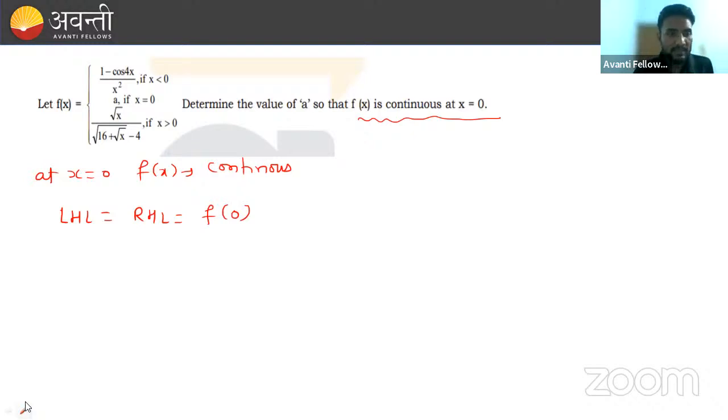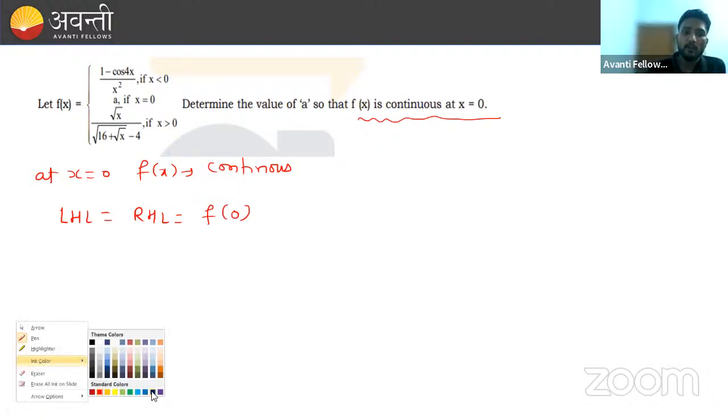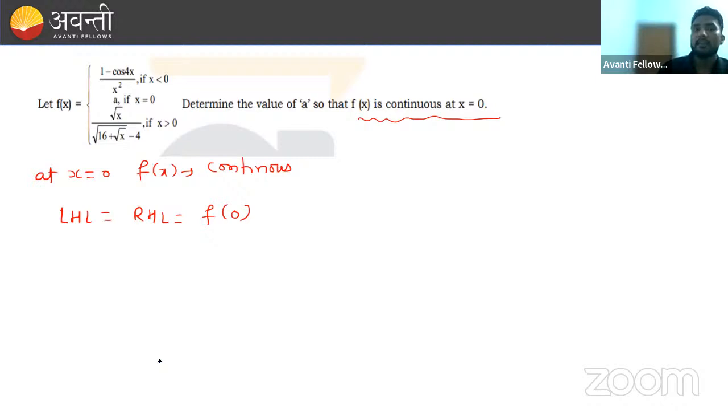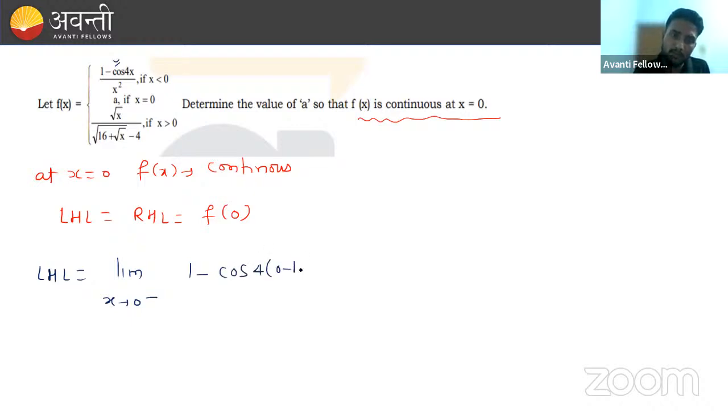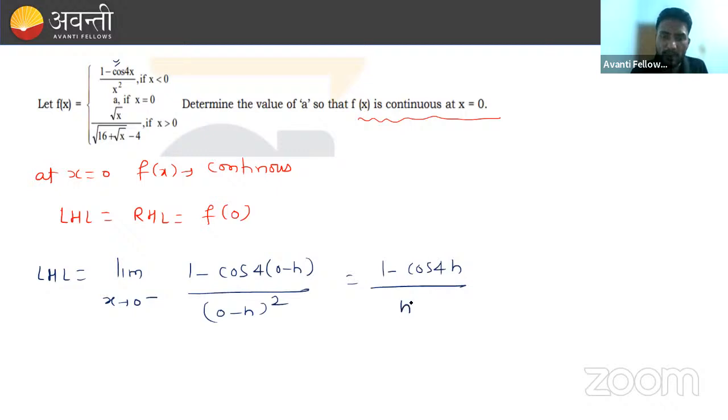So there is one variable. What is that variable? That is a. So what I have to do, we have to simply first do nothing, just find LHL. So if I find LHL, it will be limit of x tending to 0 minus. If it is 0 minus, definitely this function will become 1 minus cos 4, in place of x I will write 0 minus h and 0 minus h ka whole square. So it will be 1 minus cos 4h divided by h square.